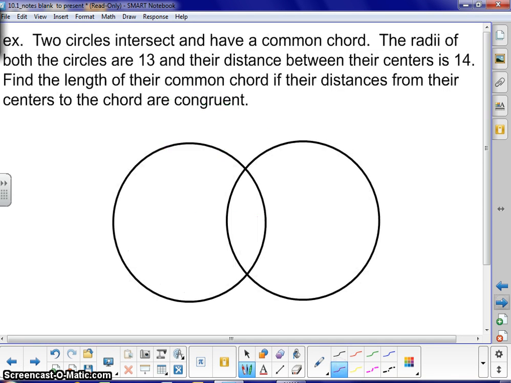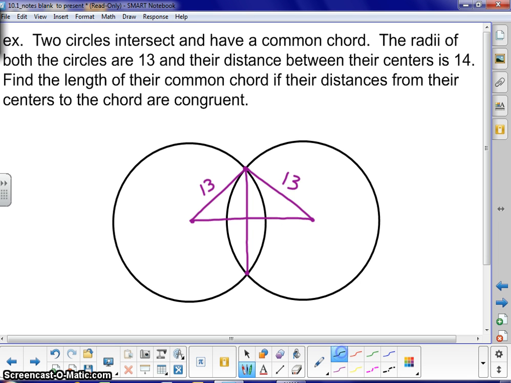And then finally, our last one is if we have two circles that intersect and have a common chord. So where that's going to be located is that common chord. If you want to connect the intersection, and then draw a segment to connect them, that is that common chord. The radii of both circles are 13, so that means that they are congruent circles. Let's get our center points, and they're saying this is 13, this is also 13, and the distance between their centers is 14. So a lot of things going on here.